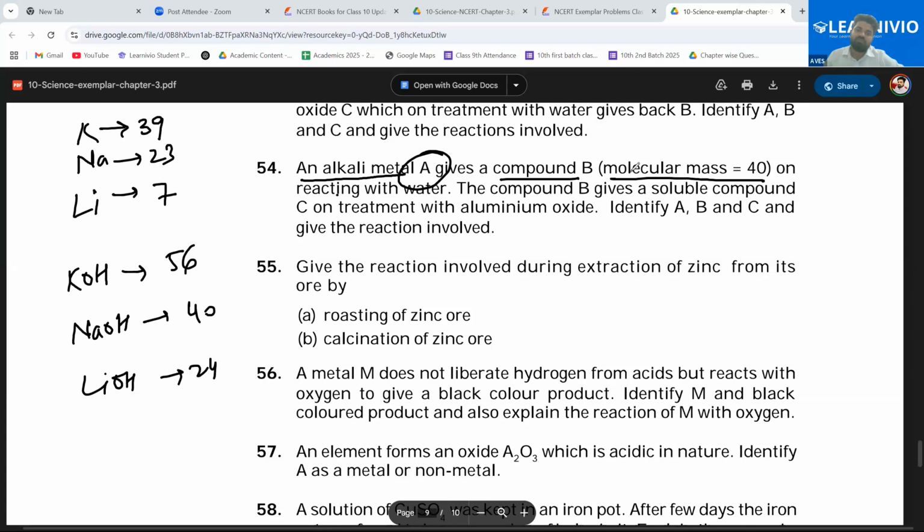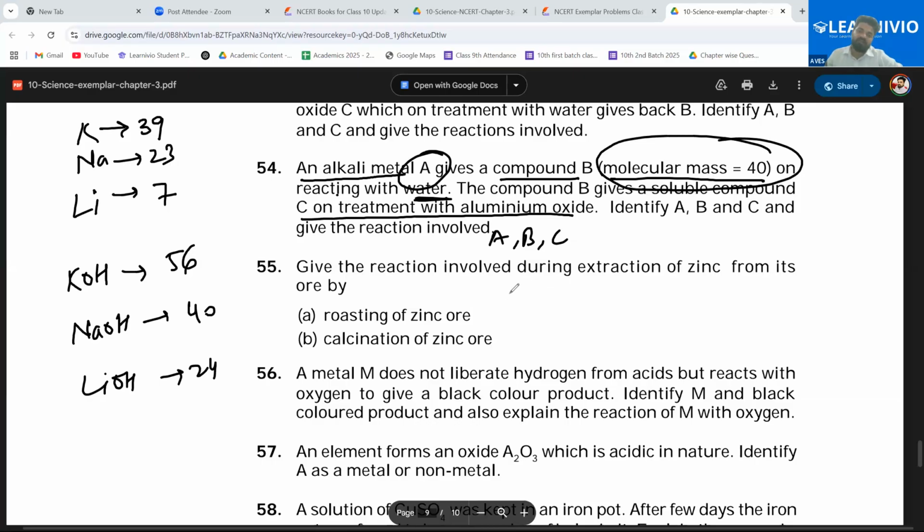Okay, so it is talking about the molecular mass of what? Compound B, reacting with water, gives a soluble compound C on treatment with aluminium oxide. Identify A, B, C. You have to find A, B, and C. Got it?